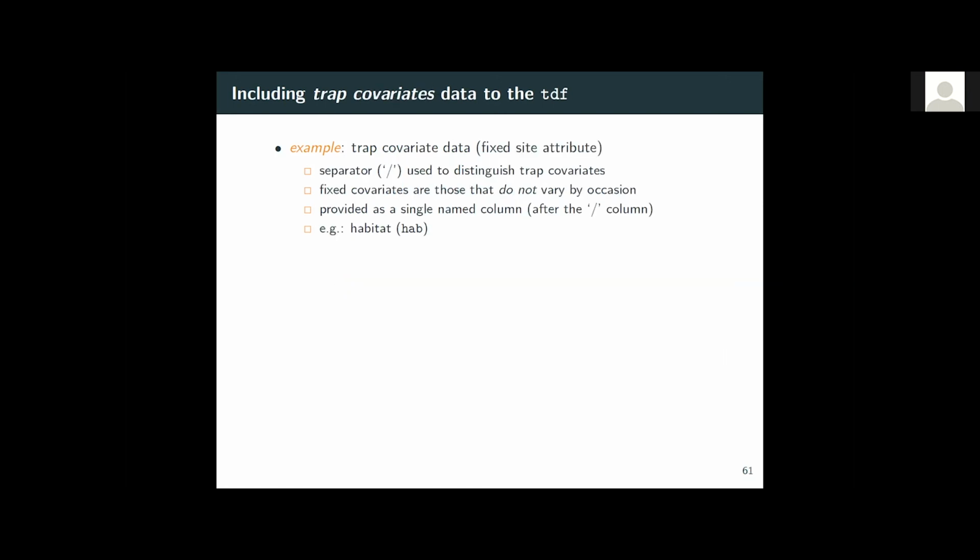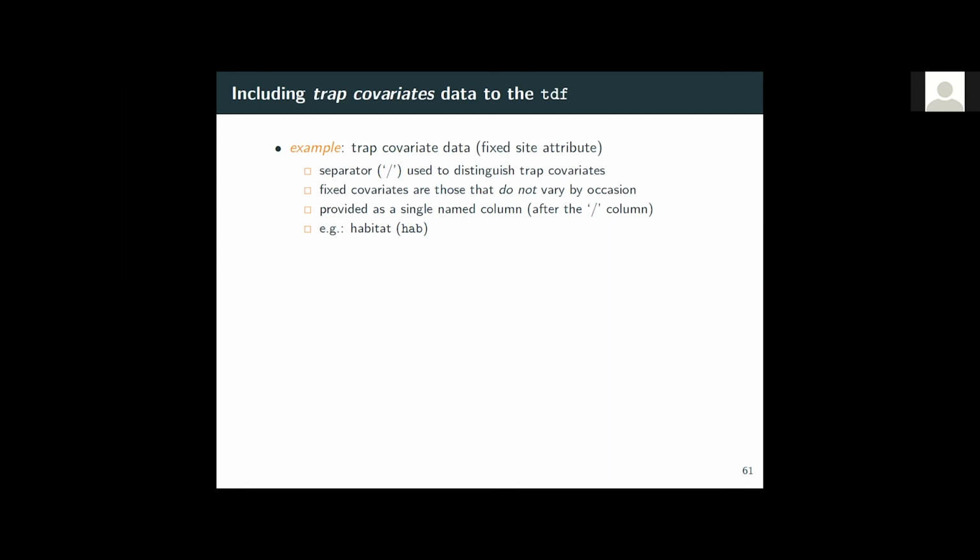Okay, the second example is how to include trap covariates in the TDF. There are two main types of trap covariates. First is the fixed site attribute. For example, habitat: which habitat did you put your hair snare in? Or which camera trap model did you use?